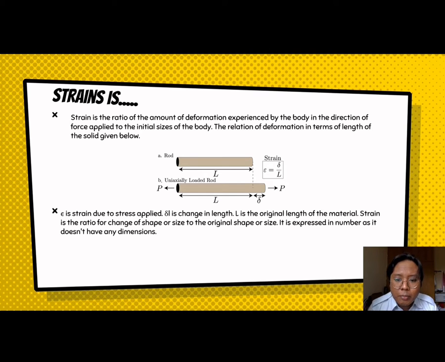The formula for strain is epsilon equal to the change in length over the original length L. Epsilon is the strain due to the stress applied, delta L is the change in length, and L is the original length of the material. Strain is the ratio of the change of shape or size to the original shape or size. It is expressed as a number as it doesn't have any dimension. Okay, we have finished stress and strain.